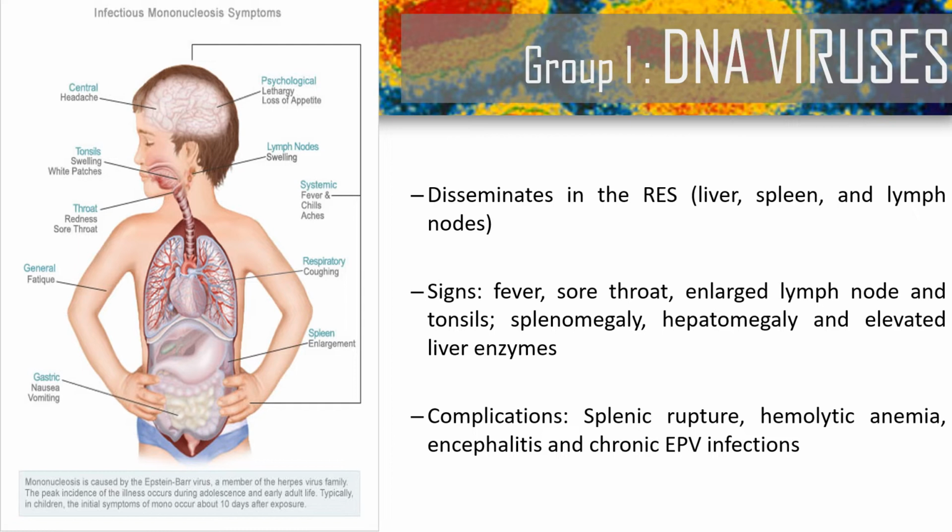Ayun, class. EBV does not require long-term treatment because EBV is a self-limiting disease. However, there are some conditions in which EBV can actually cause splenic rupture, hemolytic anemia, encephalitis, and chronic EBV infection.